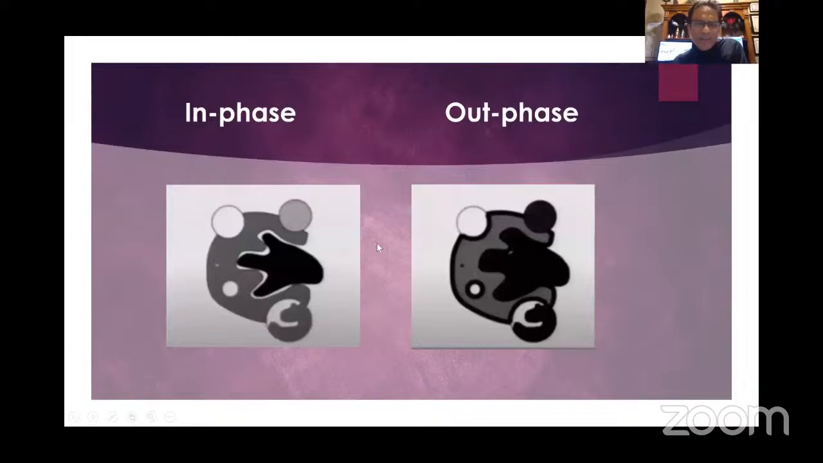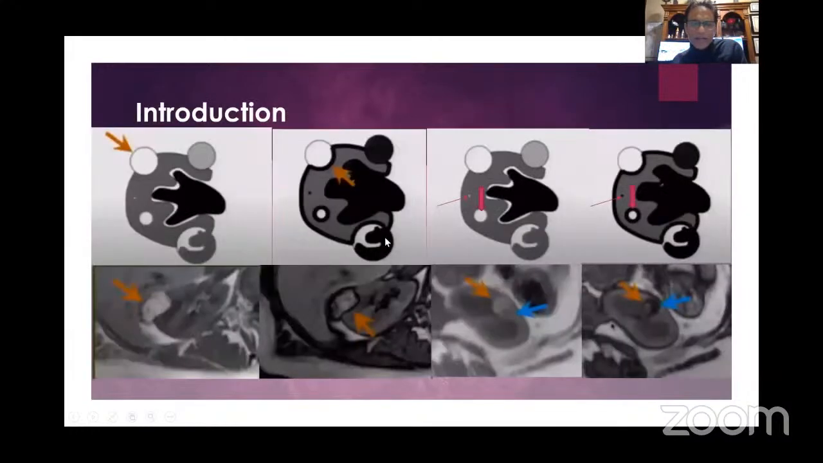How about in and out of phase imaging? This is especially diagnostic for angiomyolipomas and some of the clear cell renal cell carcinomas. Let's see how we can diagnose those.